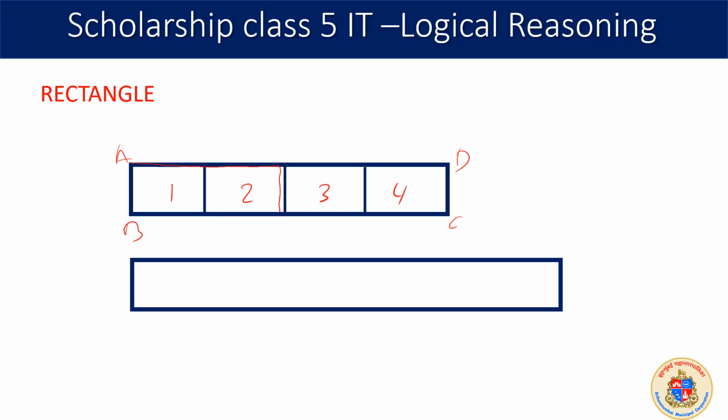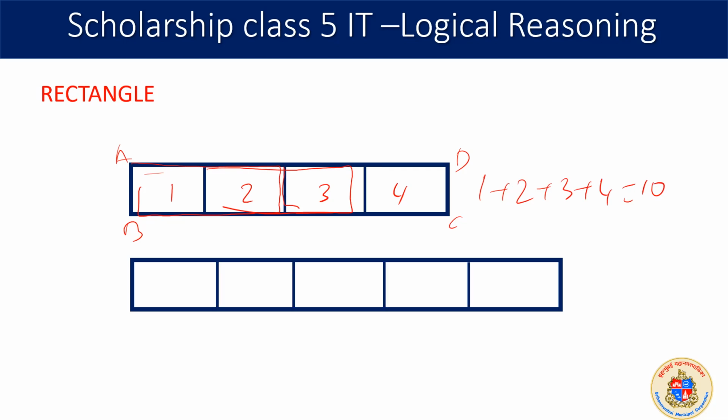together, 1 plus 2 together make a rectangle, 2 plus 3 will make a rectangle, 3 plus 4 will make a rectangle. Then 1 plus 2 plus 3 will make a rectangle. The formula is 1 plus 2 plus 3 plus 4, which is equal to 10 rectangles are possible.